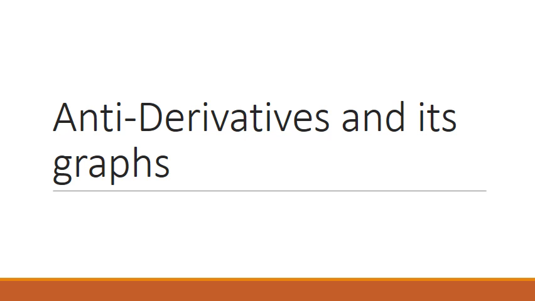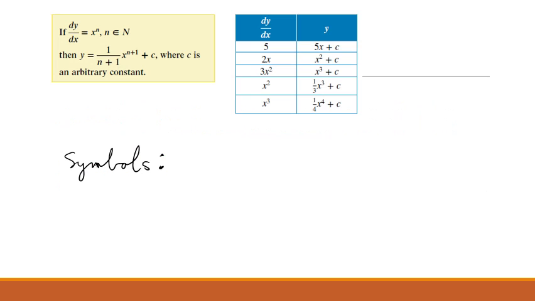Okay, anti-differentiation is essentially doing the backwards thing of differentiation, thus anti-derivatives. There's another name for it, which is called integration. And I'll mention a bit more about that in a second. So, if dy/dx is equal to x to the power of n, then when you integrate it, or anti-differentiate it, you get this.